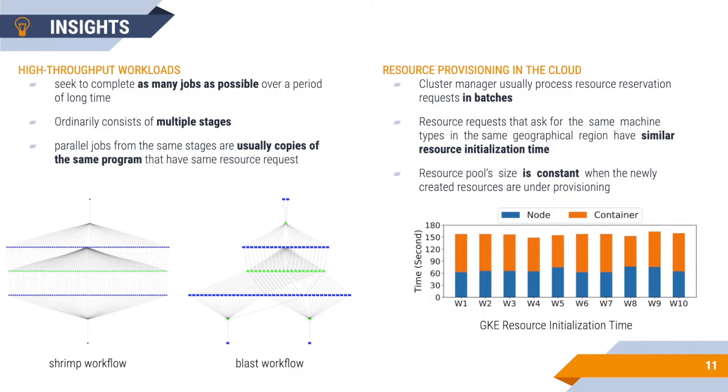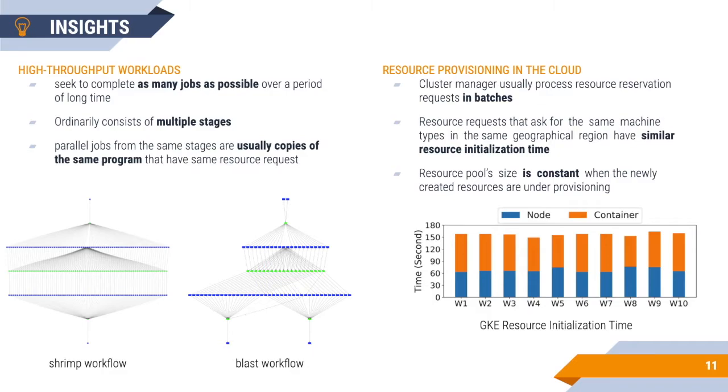The second insight is related to the resource provisioning mechanism of the cloud manager. The cloud manager usually processes resource reservation requests in batches, and we guess that resource requests from the same batch that ask for the same machine type in the same geographic region have similar resource initialization times. To verify our guess, we benchmark the pod initialization time on GKE by creating 10 pods from scratch simultaneously. The pod creation includes reserving the new computing node, and pulling the container image.